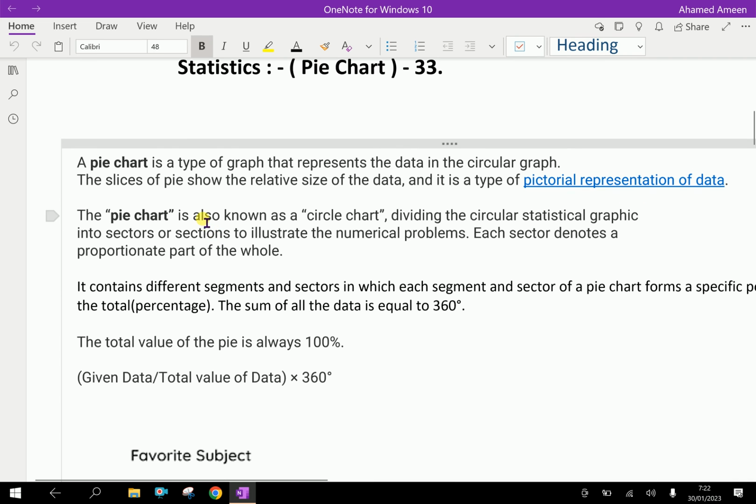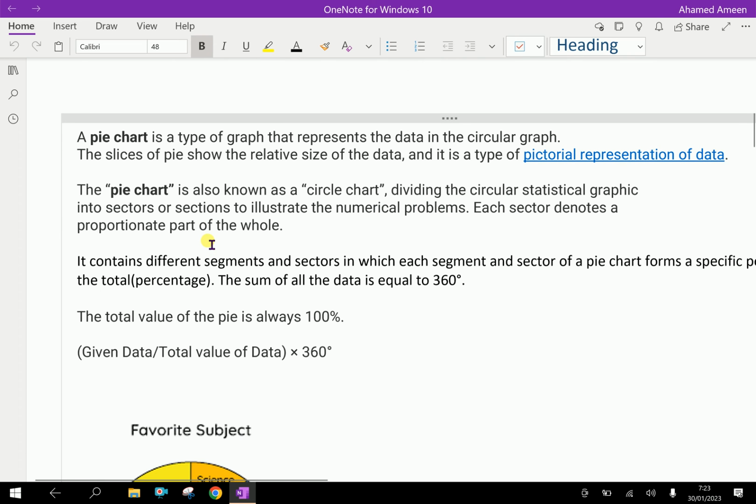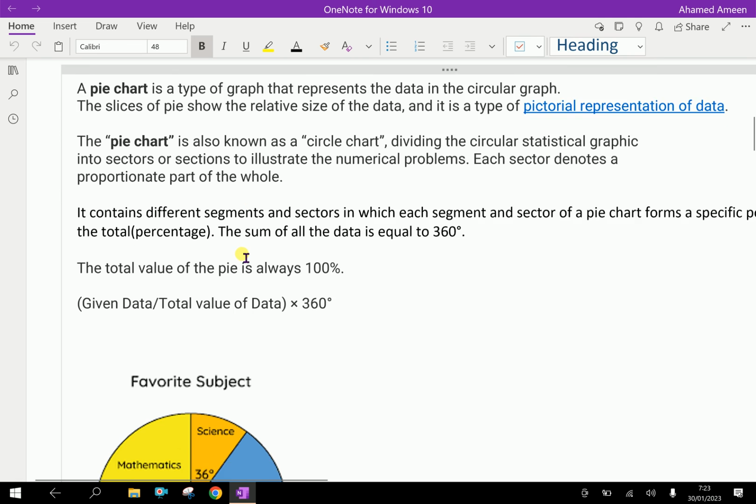A pie chart is a type of graph that represents data in a circular graph. The slices of the pie chart show the relative size of the data, and it is a type of pictorial representation of data. The pie chart is also known as a circle chart, dividing the circular statistical graphic into sectors or sections to illustrate numerical problems. Each sector denotes a proportionate part of the whole.